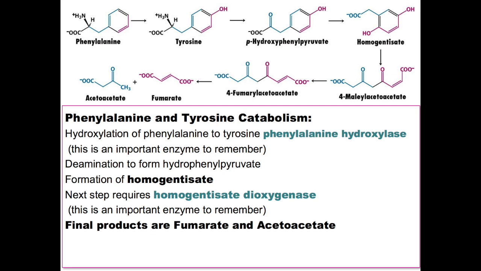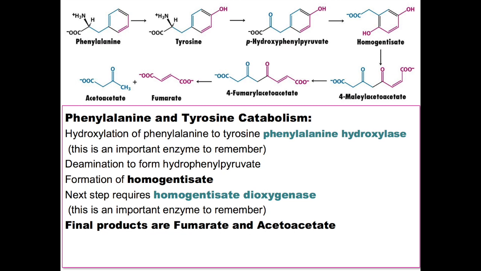The catabolism of phenylalanine feeds directly into the catabolism of tyrosine. The first thing that happens is a hydroxylation to make tyrosine, and this is catalyzed by phenylalanine hydroxylase. This is an important enzyme to remember. The next thing that's going to happen is a deamination to form hydroxyphenylpyruvate. The next thing that happens is the formation of homogentisate, and this is an important intermediate. Now the next step requires homogentisate dioxygenase to make 4-maleylacetoacetate. Homogentisate dioxygenase is another important enzyme to remember.